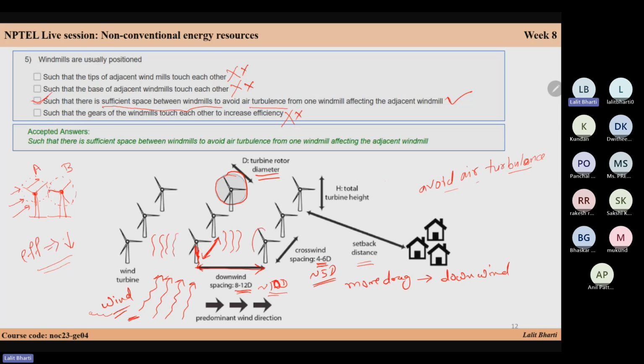Similarly, if you have this windmill rotating, you will get this turbulence. So if you put another windmill close to it, the turbulence will affect the wind quality and the efficiencies will go down. And if you have a lot of space between them, then your space will not be utilized properly, so you will lose your space. That is why this 8 to 12D is your optimum distance. You are not losing your empty space, and you are not losing your efficiency. So this is the most optimum condition.